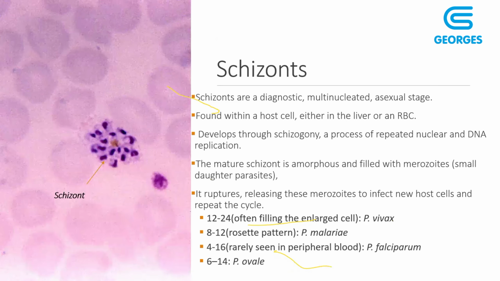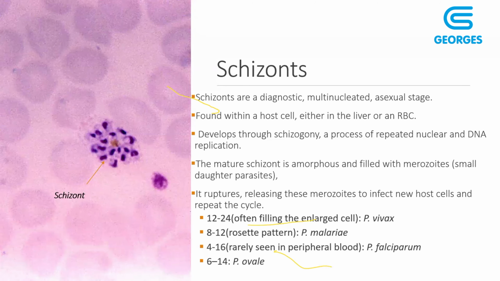Schizonts are diagnostic, they are multinucleated, and they are the asexual stage of Plasmodium species. They are found within a host cell, either in the liver or inside RBCs. They develop through the schizogony process of repeated nuclear or DNA replication. So they replicate inside an RBC or inside the liver. And then when the RBC or the mature schizont ruptures, it releases the small merozoites. Those are the daughter cells. The daughter cells are released into the bloodstream, and then they transform into the ring forms.